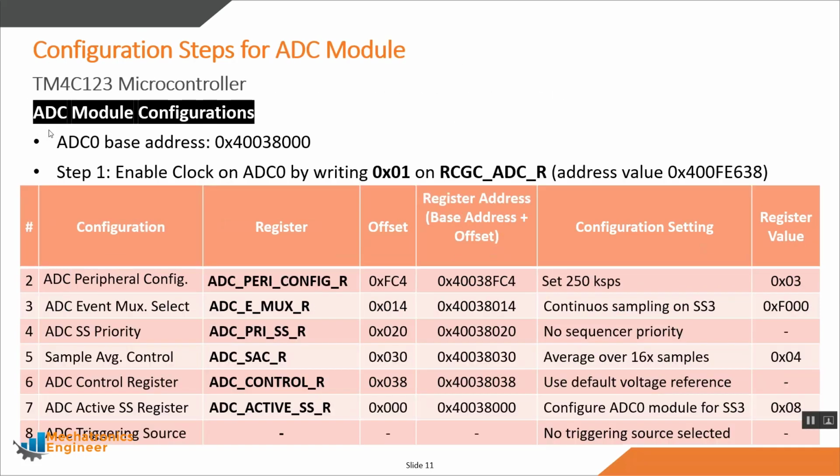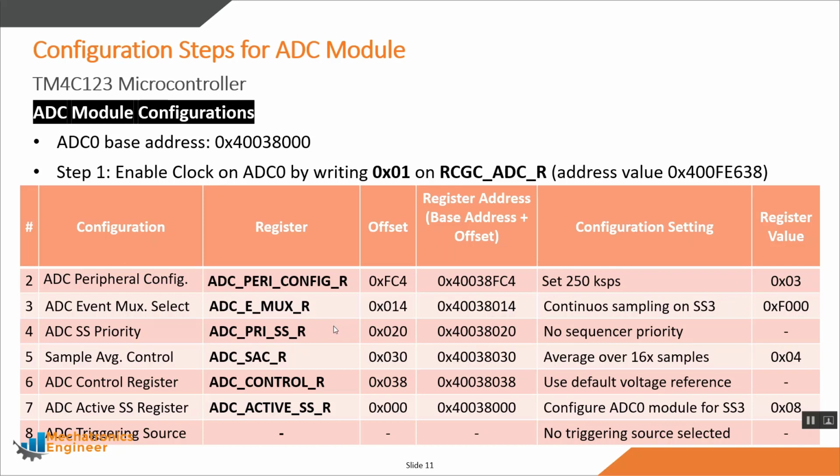Now these are the configuration steps related to the ADC module. The first step is to enable the clock on this ADC module, which can be achieved by writing hex 01 to the clock gating control register related to the ADC. In the second step, we are configuring 250 kilosamples per second by writing the value hex 03. Also in step 3, we are not using any triggering source, we are just using continuous sampling on sample sequencer 3 by writing this value.